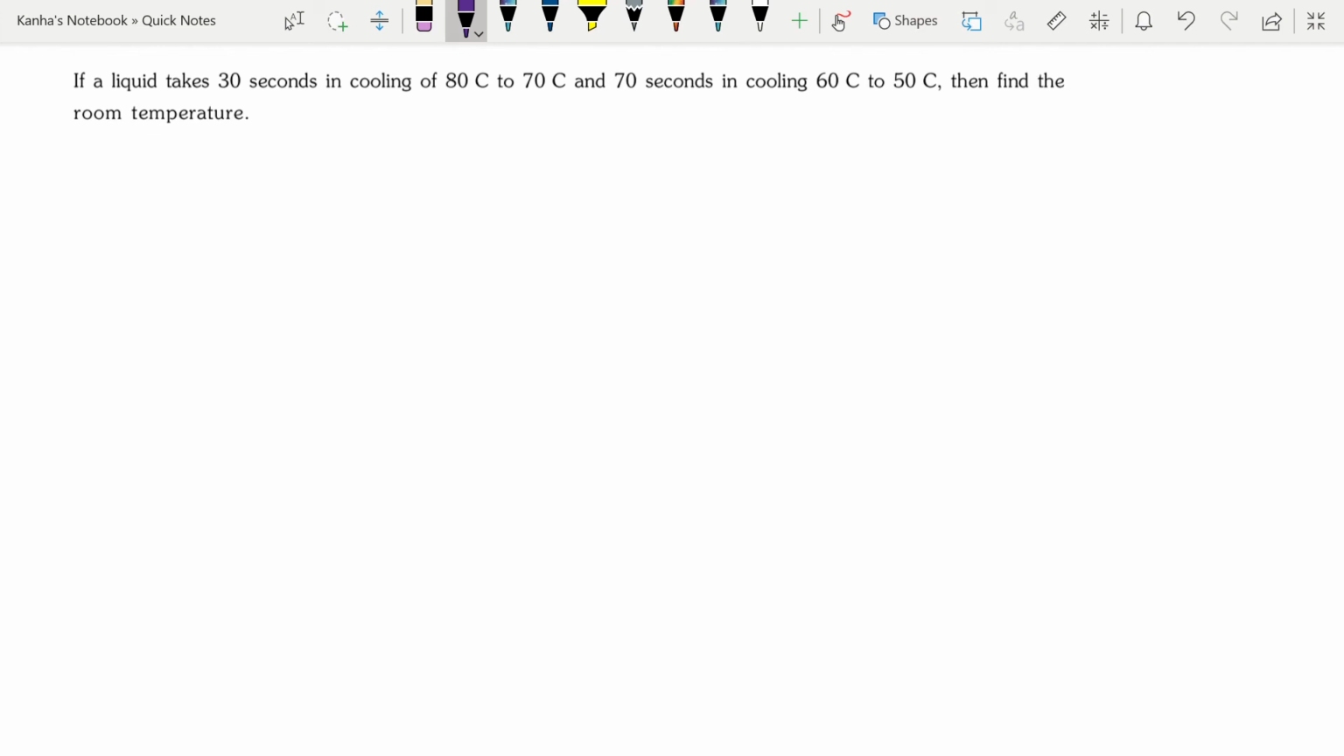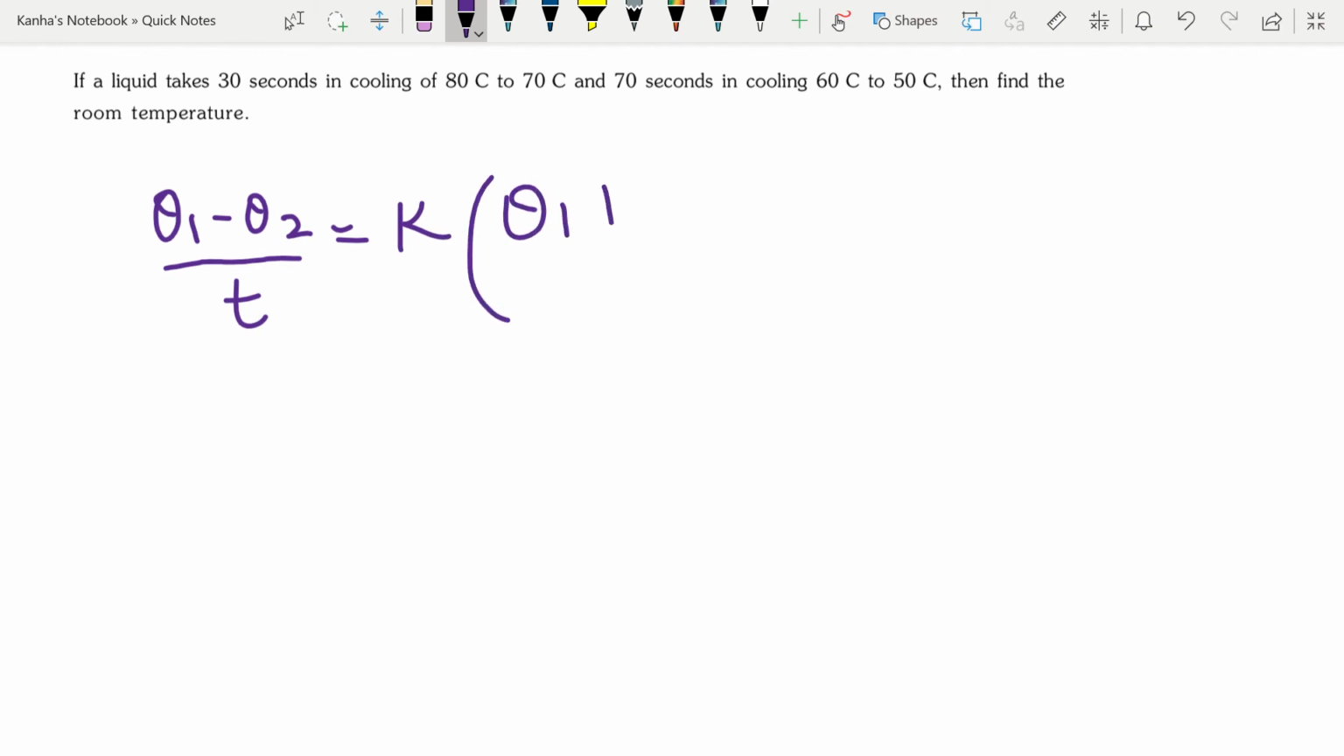If a liquid takes 30 seconds in cooling from 80 degrees Celsius to 70 degrees Celsius and 70 seconds in cooling from 60 degrees Celsius to 50 degrees Celsius, then find the room temperature. So this is a question from Newton's law of cooling. Let's just remember what the equation was and write it down. So I have theta 1 minus theta 2 divided by t is equal to some k times (theta 1 plus theta 2 by 2) plus theta naught.